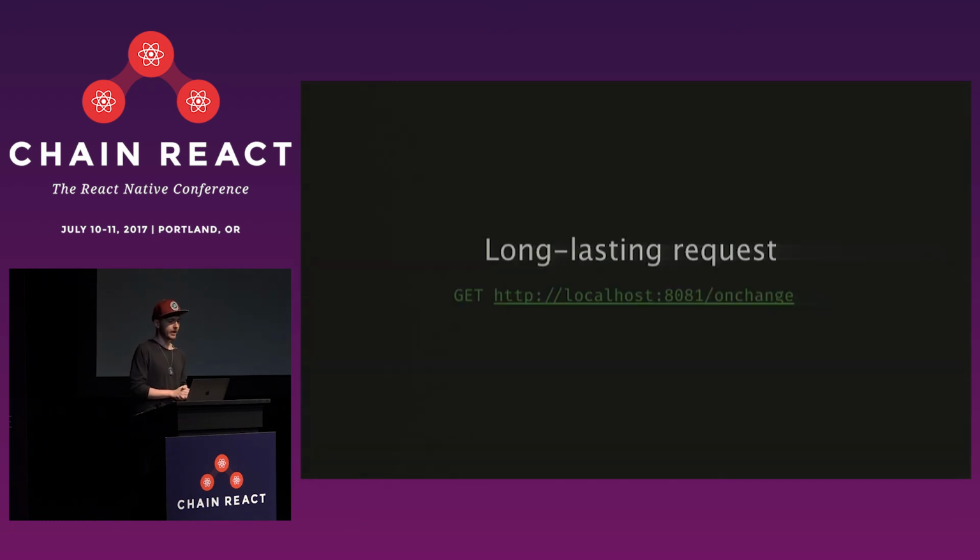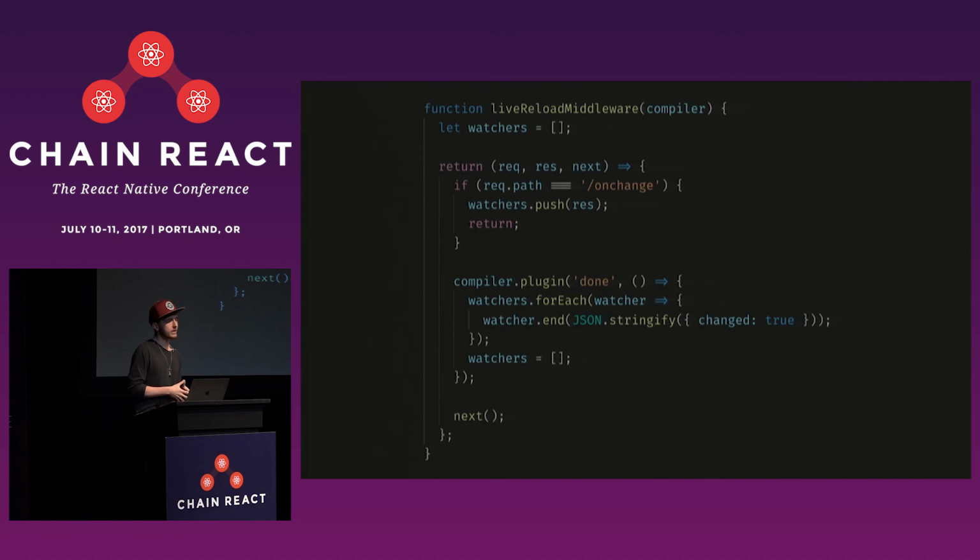So the way it works is, once it's activated, React Native sends a long-lasting GET request to the packager. On such a request, the middleware stores a response object associated with that particular request. As soon as changes happen to files in your file system, for example, in this case, I can attach a done event on the compiler. The compiler is an instance of Webpack. All connections are going to be closed with a change true payload. That indicates that the client, in this case the React Native device, should reload itself.